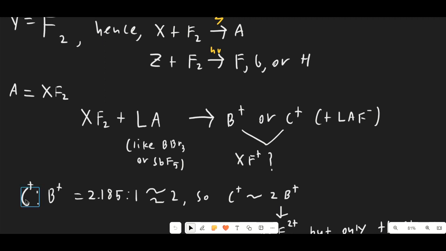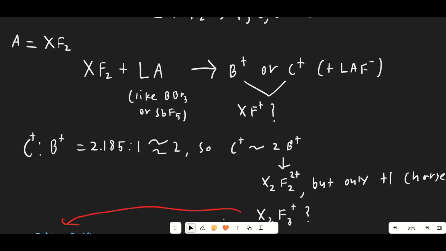Then we're also told that C is about 2.185 times as massive as B. Now 2.185 is pretty close to 2, so we can sort of guess that the formula of C is pretty similar to the formula of 2B. So 2B, if we're assuming that B is the lighter one, we can go ahead and take a guess that B is going to be XF+.